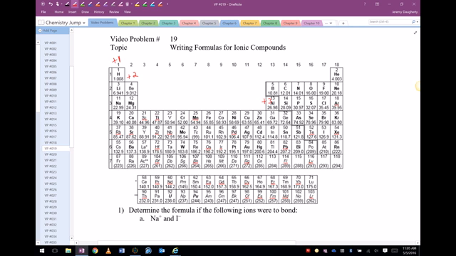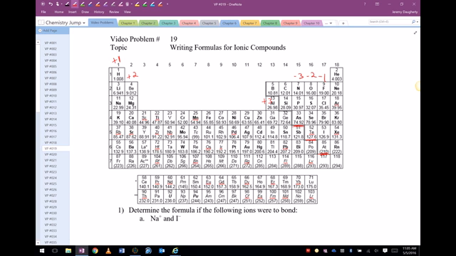Group 17 down to astatine is going to be negative 1. Group 16 down to tellurium is going to be negative 2. And group 15 down to arsenic is going to be negative 3. Okay, and again, everything else you either have to figure out by what it's combined with or you have to have it memorized. There's other ways to figure it out too. So let's go ahead and write some formulas.